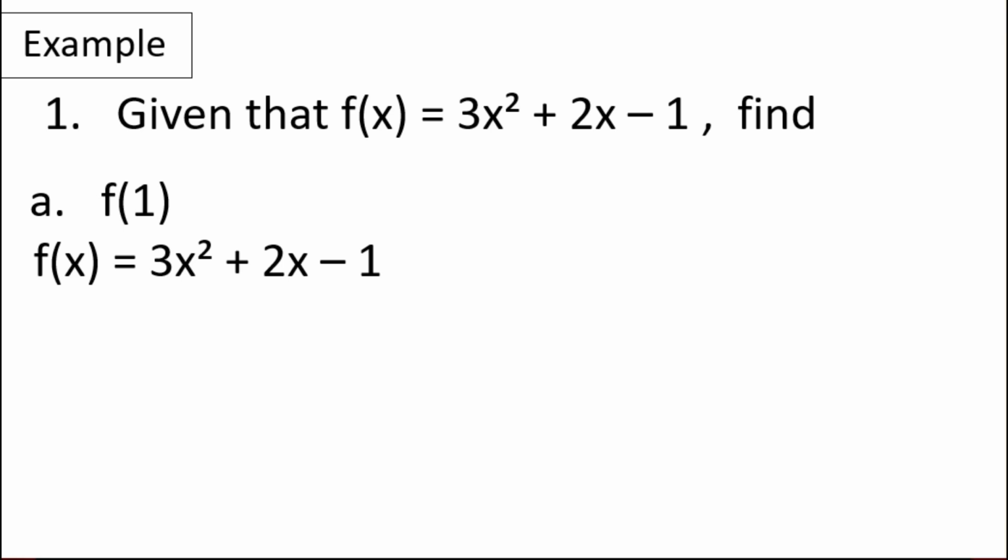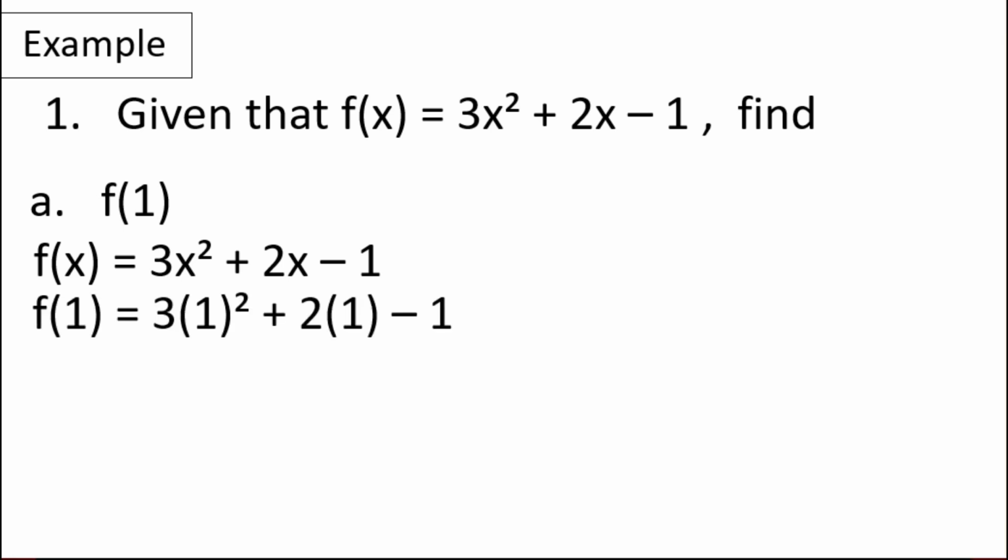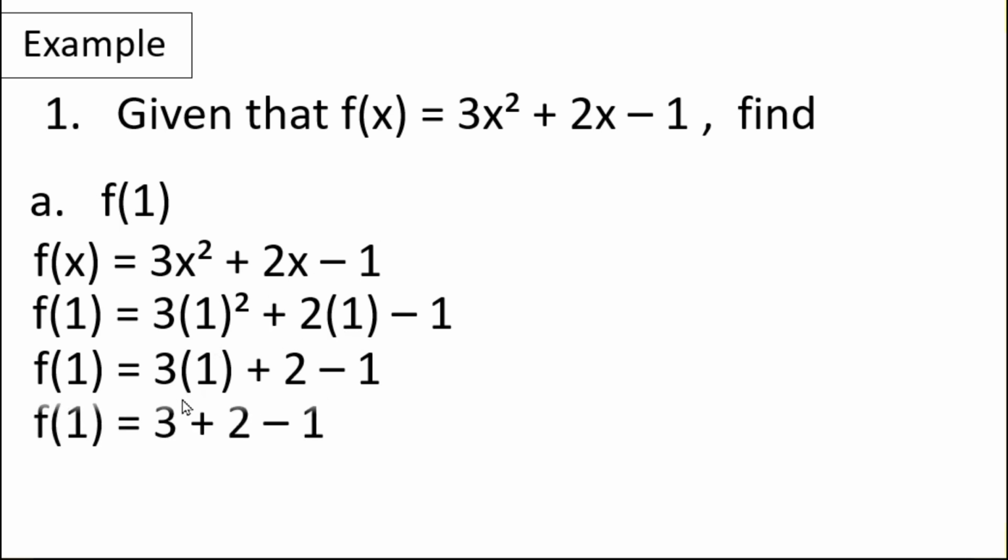Next, we will perform substitution. So papalitan natin si x ng 1. So we now have f of 1 equals 3 times 1 squared plus 2 times 1 minus 1. So of course, in simplifying this, we follow the PEMDAS rule. So unahin natin muna si 1 squared. So that is 1 squared is 1. And then we have 2 times 1 is 2. Then we simplify 3 times 1. So that is, of course, 3. And here we have 3 plus 2 minus 1. So 3 plus 2 is 5. 5 minus 1 is 4. Therefore, f of 1 equals 4.